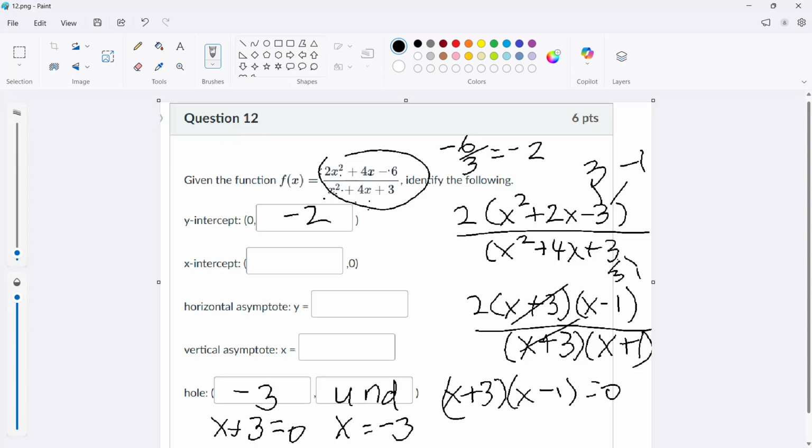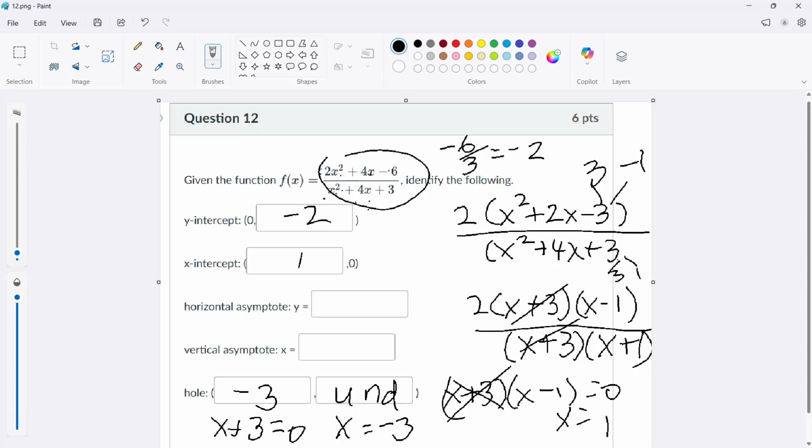I guess they want you to put UND, or it doesn't say, but undefined, either one. Who knows? It's just negative 3 undefined. There is no y value when x is negative 3. So I'm going to ignore this one. That one is gone. So x minus 1 equals 0, x equals 1. The x-intercept is 1, 0.